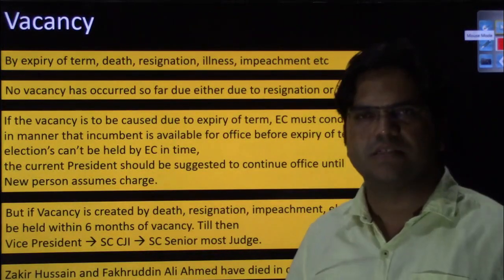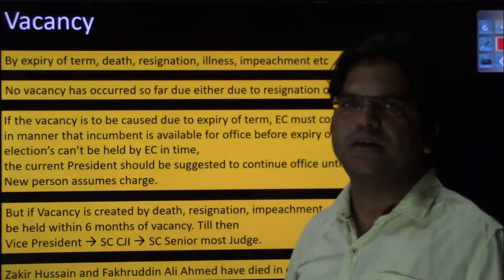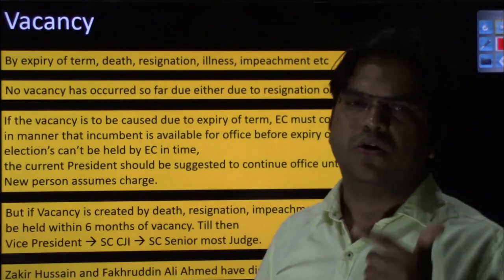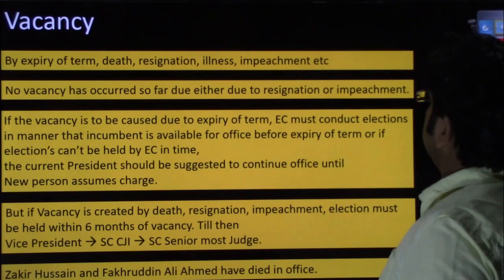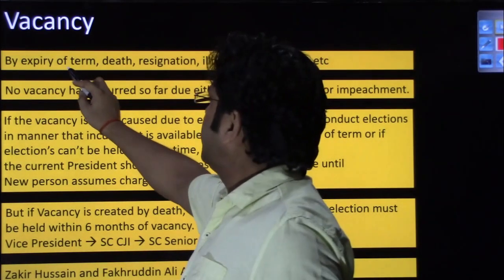Thereafter, vacancy. A vacancy in the office can be created due to expiry of term, death or resignation. So these all can be the reason. So it may be due to expiry of term.